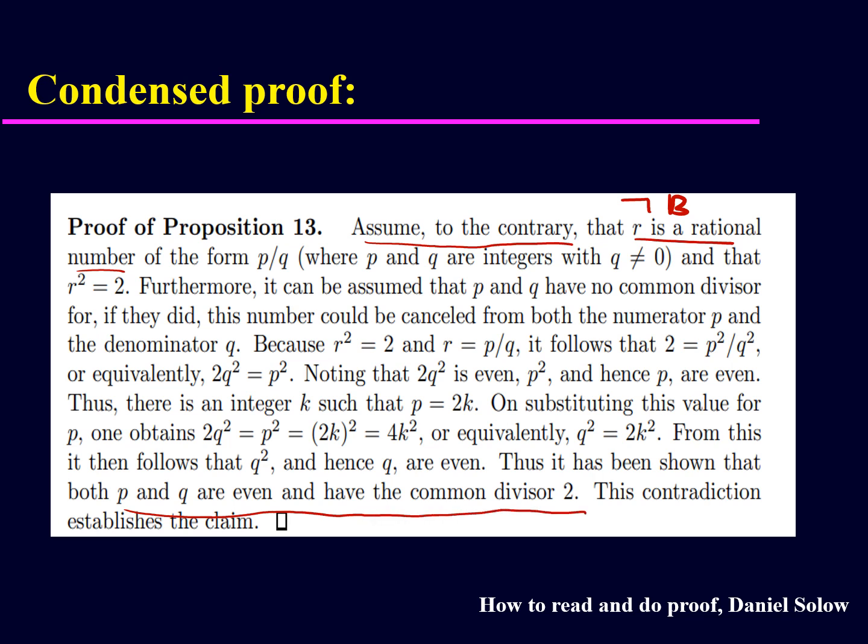This statement contradicts the statement in A, which said that P and Q have no common divisor because P over Q is a rational number.